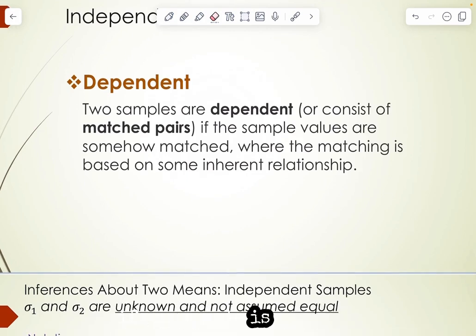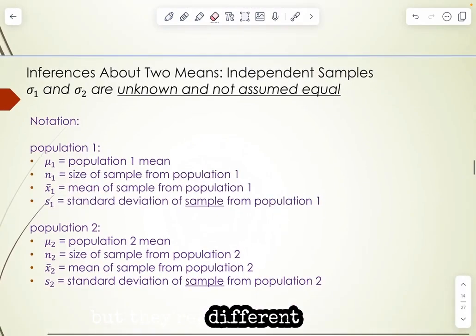If one sample is husbands and the other sample is their wives, that is a matched pair. Another example of matched pair is you have students before a treatment and the same students after a treatment. The population of each is regarded as different because something potentially affected that. The students before are not exactly the same as the students after. I mean, they're the same person, but they're different in a way.